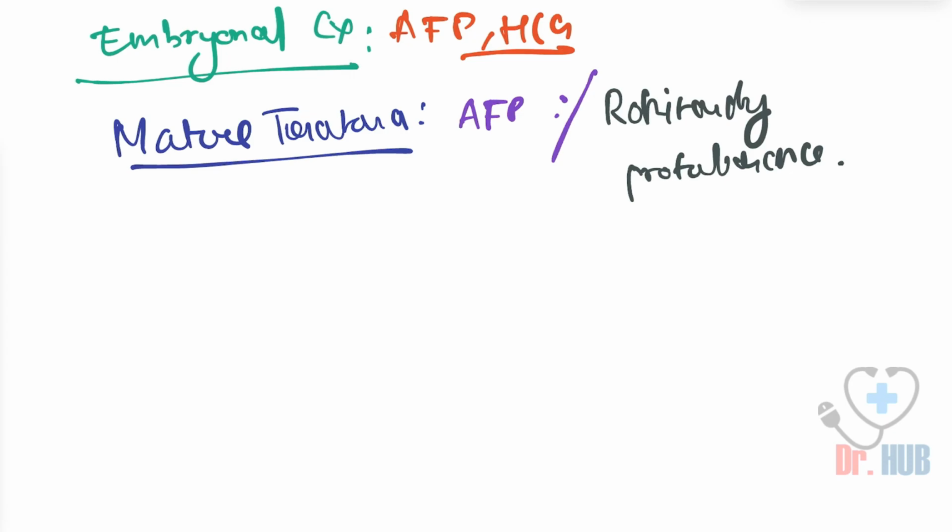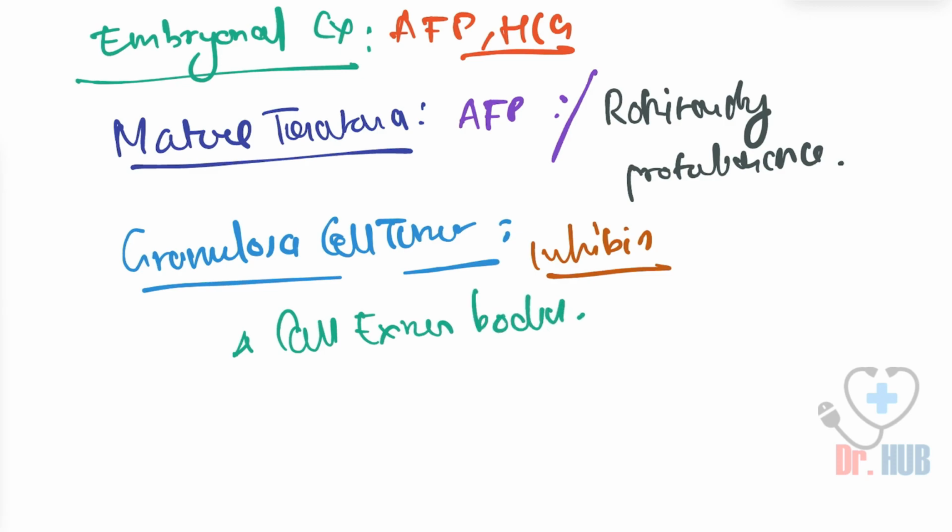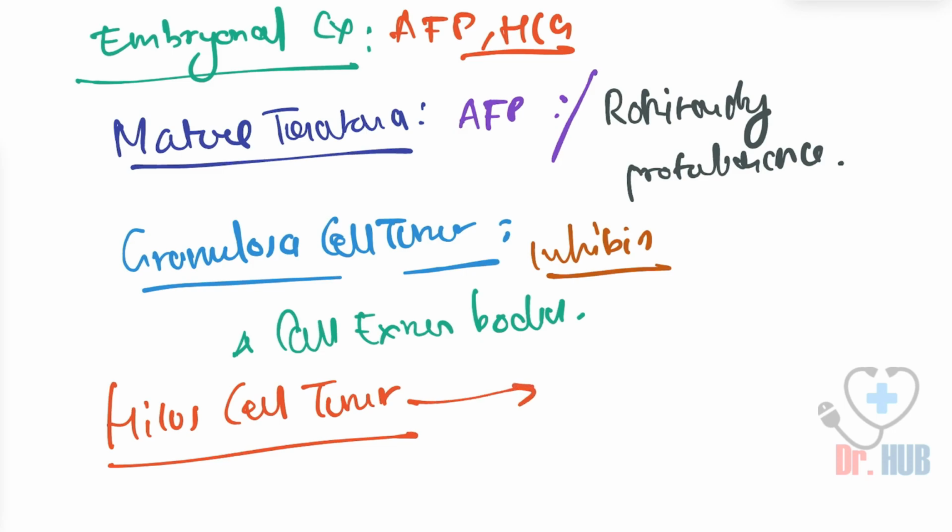Then we look at the GCT, that is the granulosa cell tumor. What does this granulosa cell tumor deal with? The tumor marker here is the inhibin, and the pathognomonic body is the Call-Exner bodies. Then we move on to the Leydig cell tumor. The Leydig cell tumor deals with the Reinke's crystals.